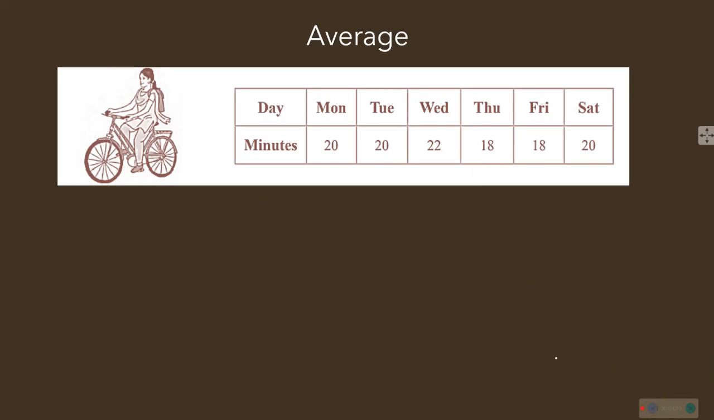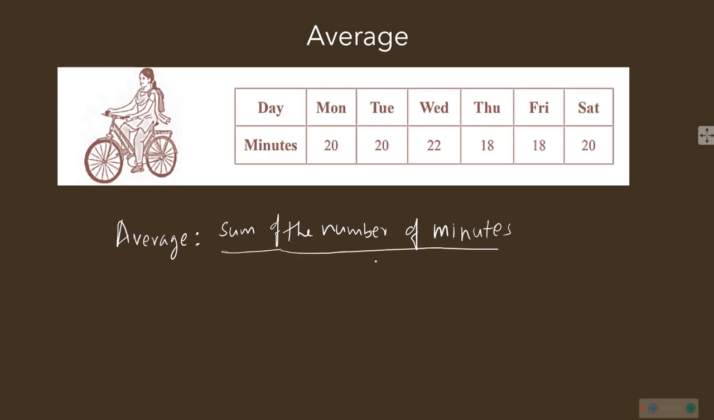For that purpose, I need to total the minutes given over here. For example, if I wish to calculate the average in this case, what I have to do is I have to sum the numbers. Here in this case, the numbers are nothing but the number of minutes taken. So I will sum that up and divide by the number of occurrences. How many records are there? Here in this case, it is the total days.